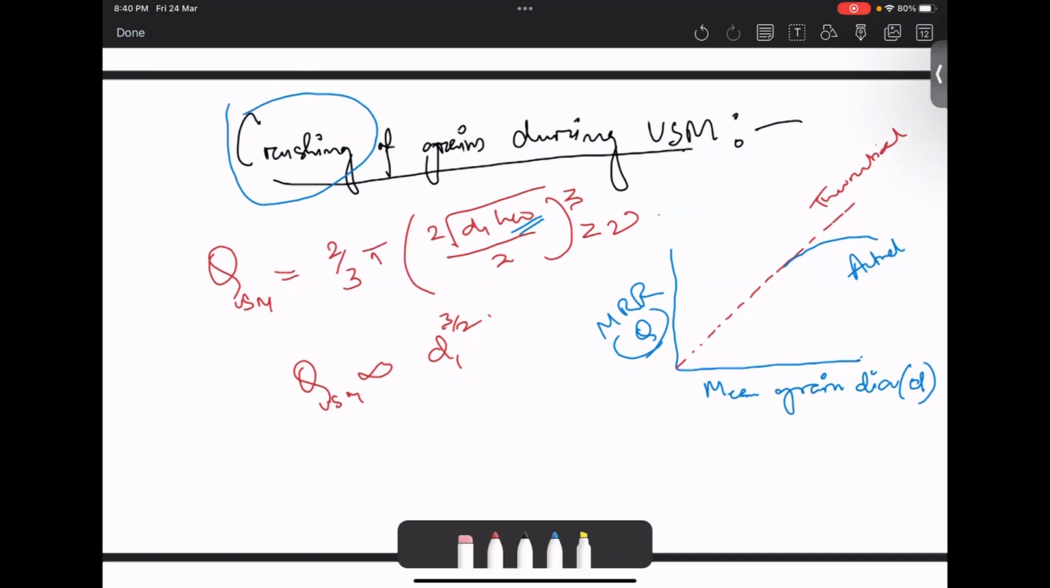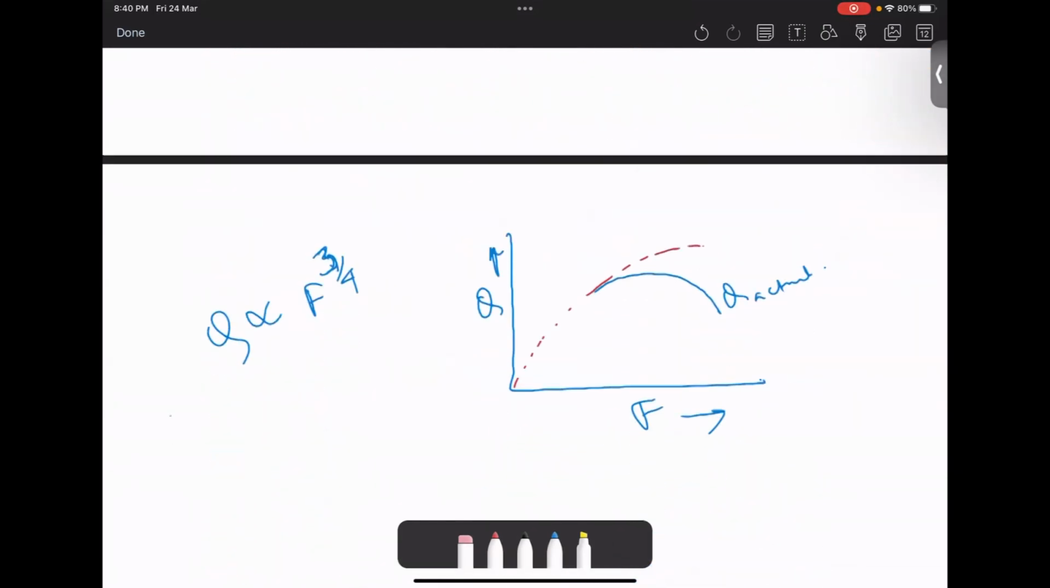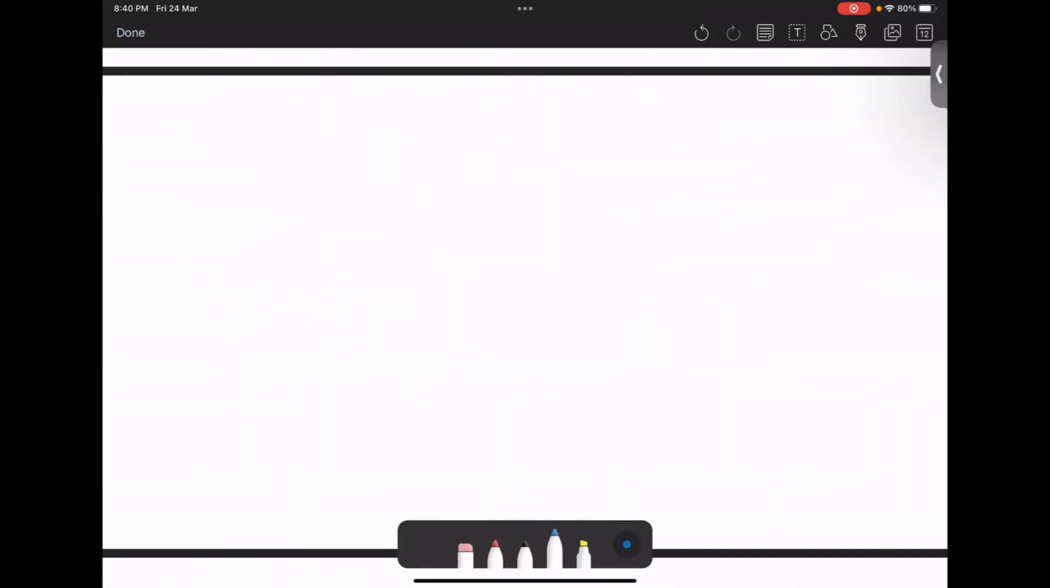Then finally we'll look to clear the last concept. Suppose in case of abrasive water jet machining, the dia of abrasives is changed or doubled. Okay, so D dash is twice of D. Then what should be the effect on MRR during abrasive water jet machining?